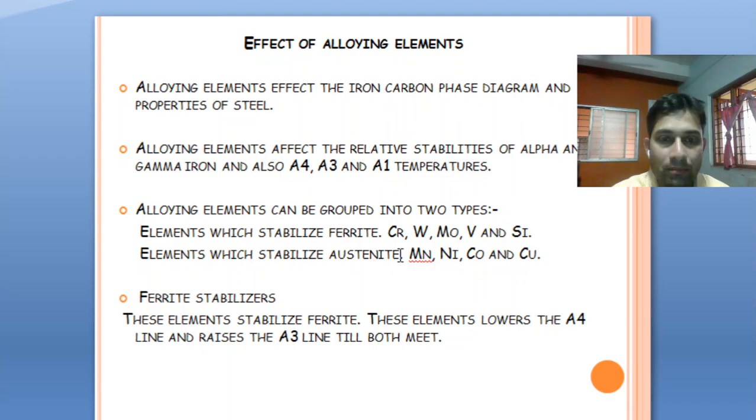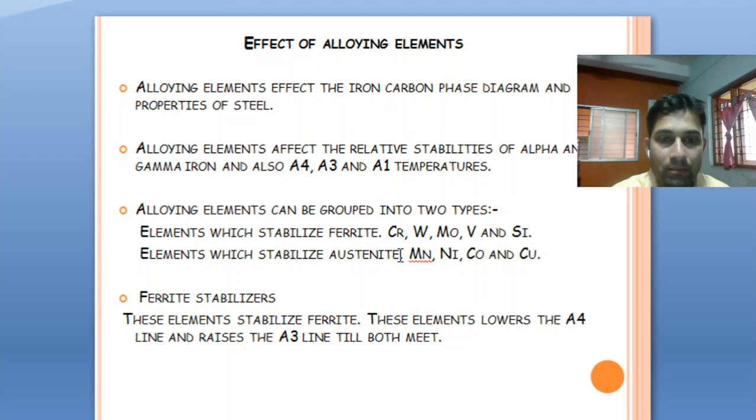Okay, so the first one is the ferrite stabilizer. These are the elements which will stabilize the ferrite phase. How they stabilize the ferrite phase is that here you can see the iron carbon diagram. You know that this is the region wherein the ferrite phase is present. Because of the addition of the ferrite stabilizer, you will see that this A3 line and this A4 line, or the A4 point, all go on coming down, and the effect is seen like this.